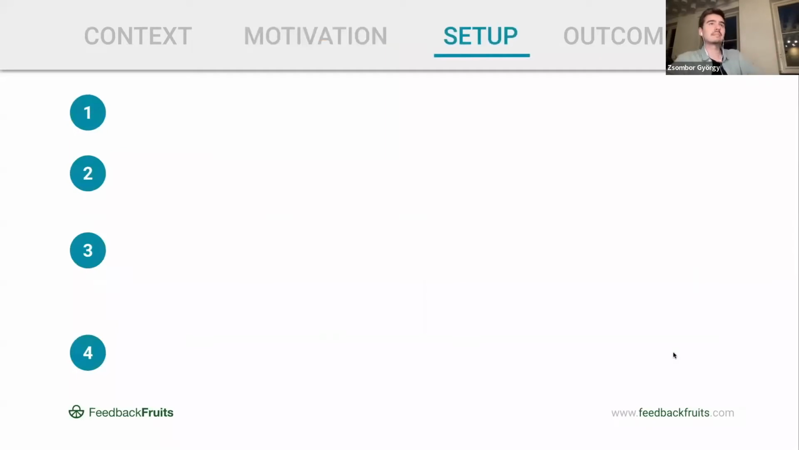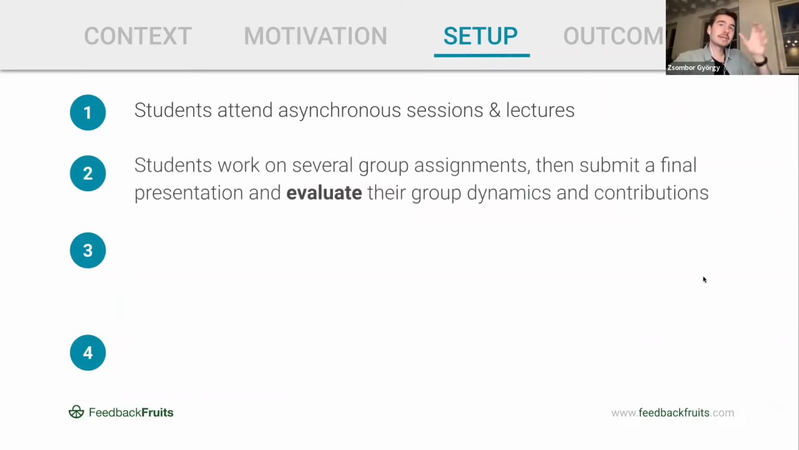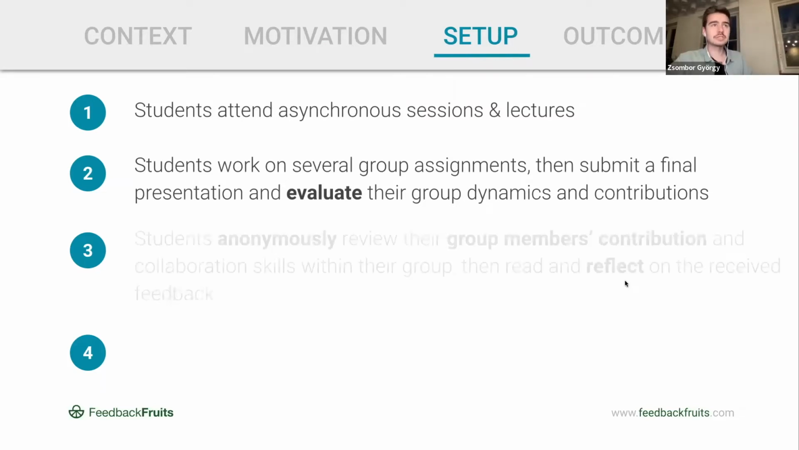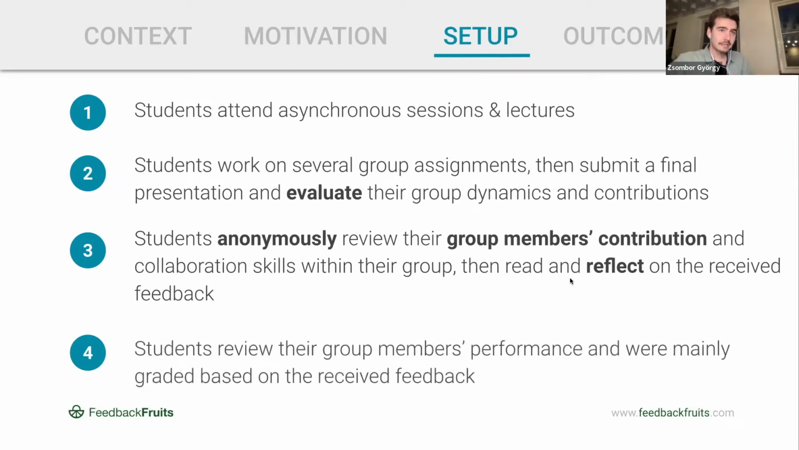In terms of the setup of this use case, the students attended asynchronous sessions and lectures. They were working on several group assignments, and then they had to submit a final presentation, evaluate their group dynamics and contributions. After that, students anonymously reviewed their group members' contribution and collaboration skills. And then they also had to read and reflect on the received feedback. This was actually a graded assignment. So the students got a large chunk of their grade based on the received feedback.